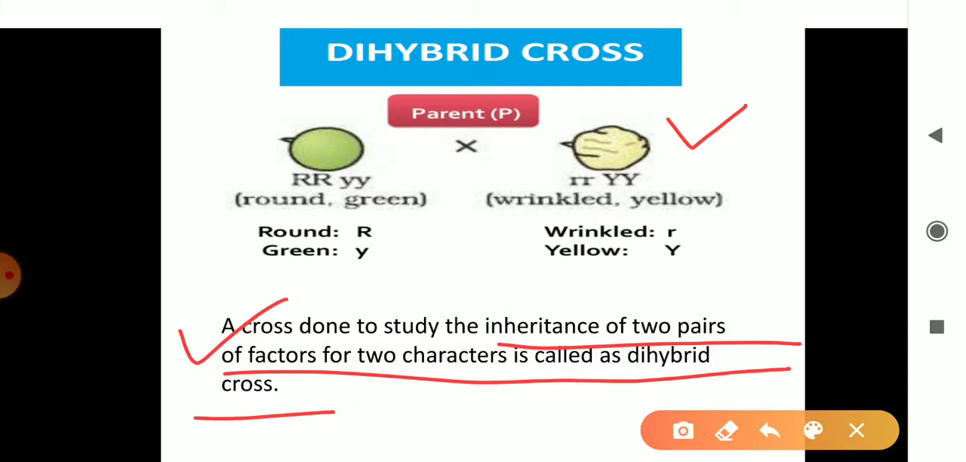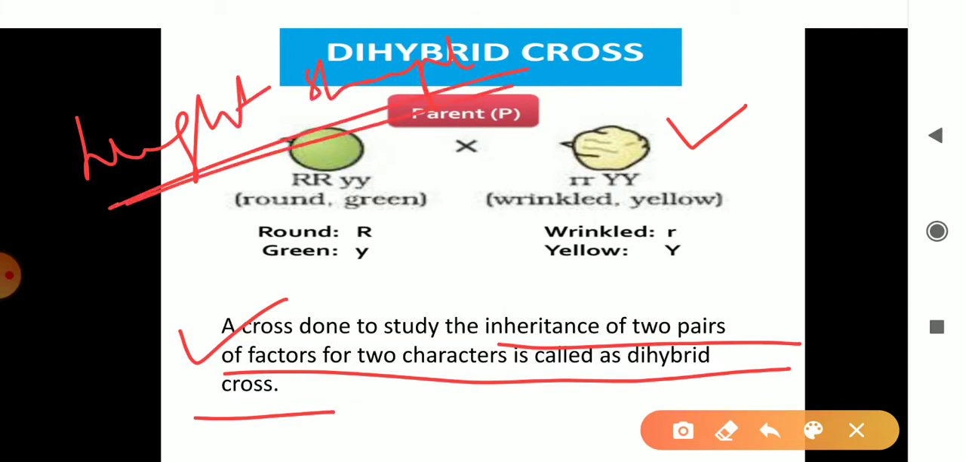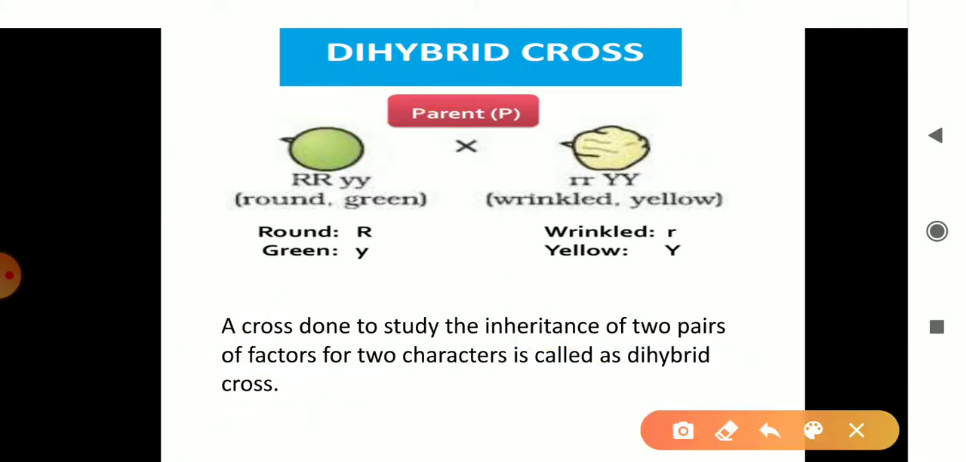Or it can be, say, if a cross is done to study the inheritance of height and the shape of the seed. So two characters we are taking. That kind of cross which is done is called a dihybrid cross. So let's take an example.